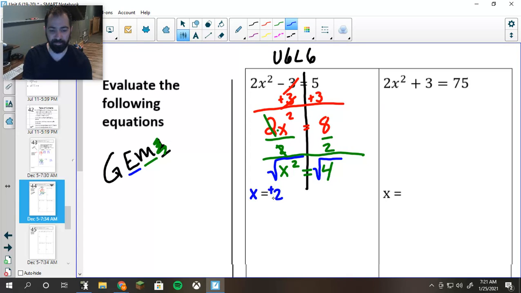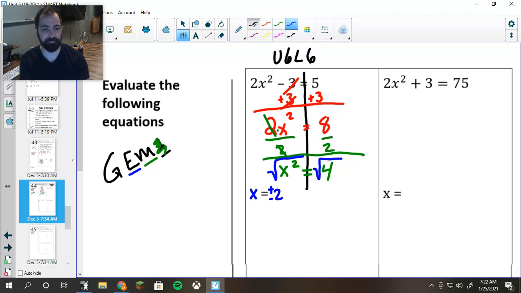But don't forget, we need plus or minus 2. Checking: 2 times 2 squared. 2 squared is 4. 2 times 4 is 8. 8 minus 3 is 5. Same thing with negative 2.